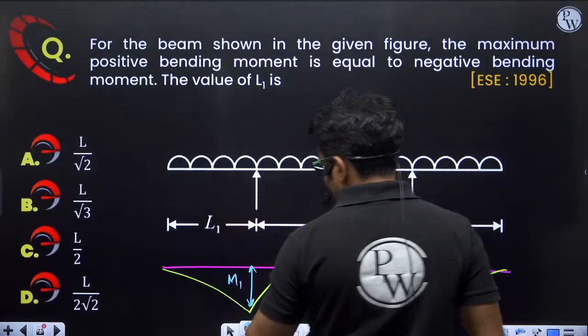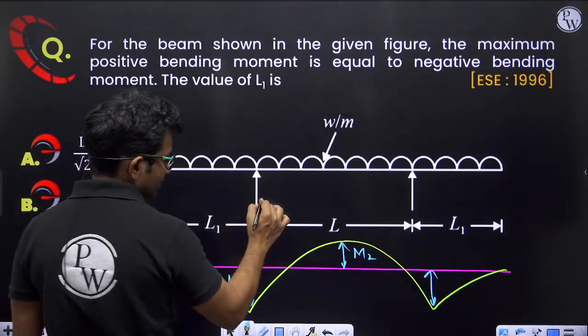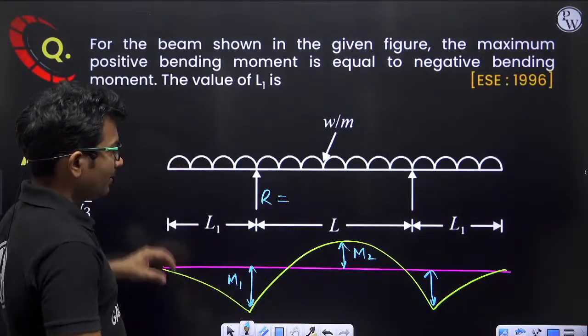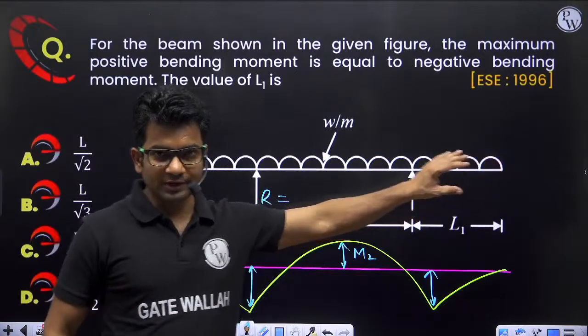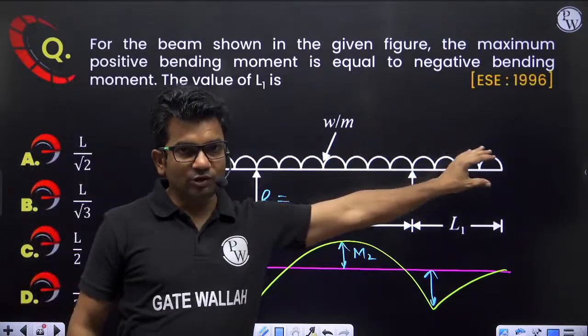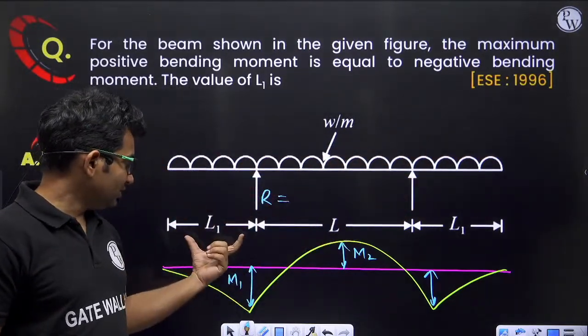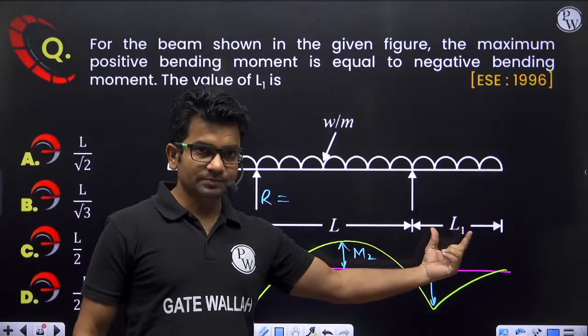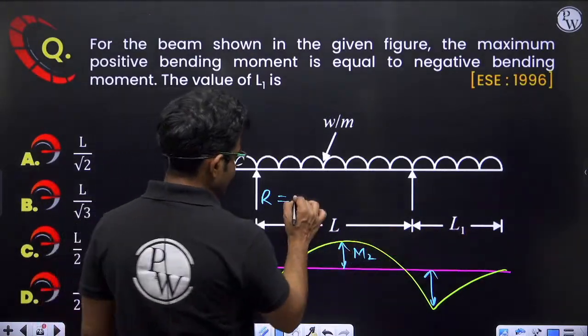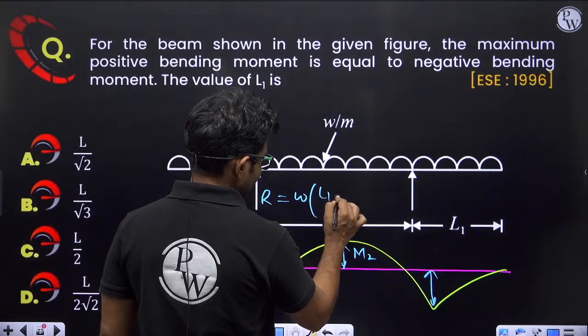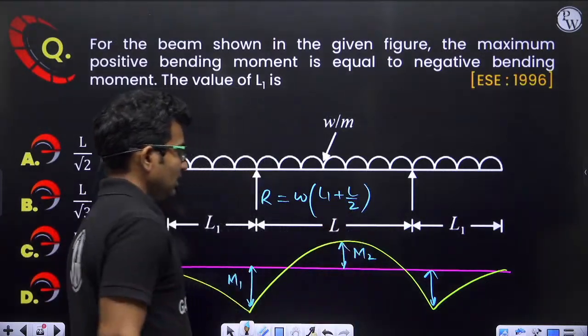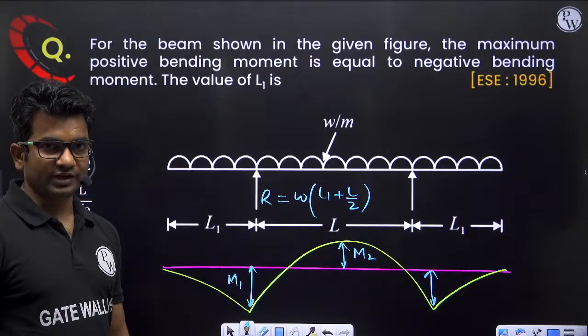So let us find out this support reaction. This support reaction will be equal to the total load divided by 2. Total load will be W into (L1 plus L1 plus L) whole upon 2. So it will be W into (L1 plus L by 2). This will be the value of the support reaction.